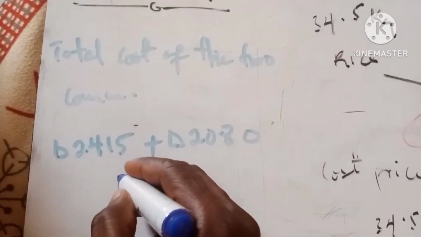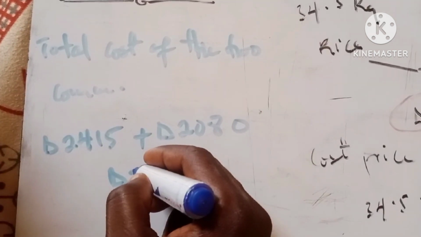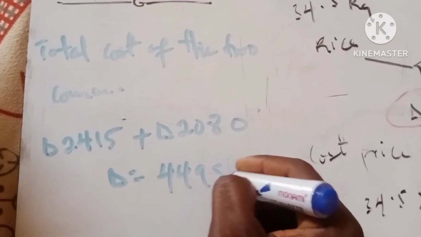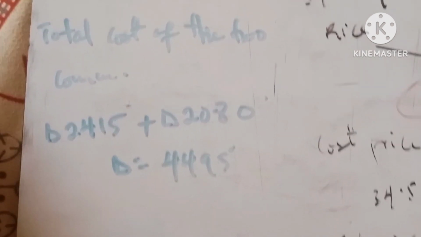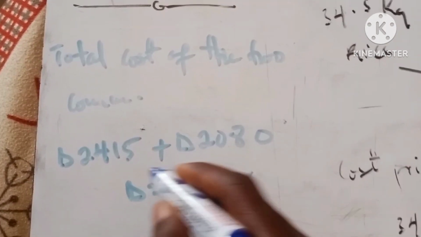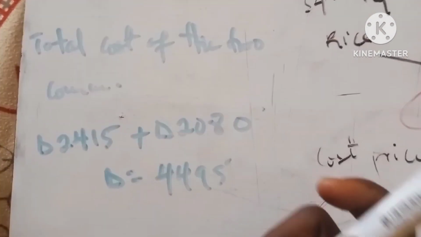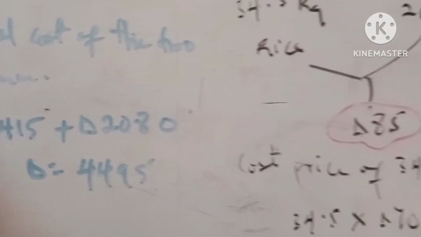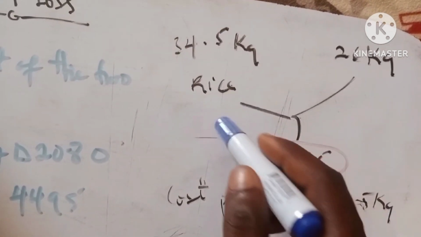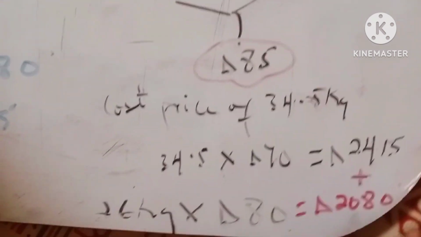Now how much is this going to be? That's going to be D4495, right? So now what is this price? This price here is just the cost of the two commodities, right? So combining them together, combining the individual commodities here. In my case, that's the rice and the salad. So combine them together, this is what I have.